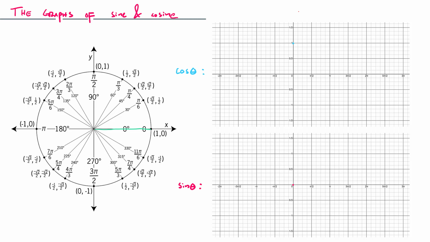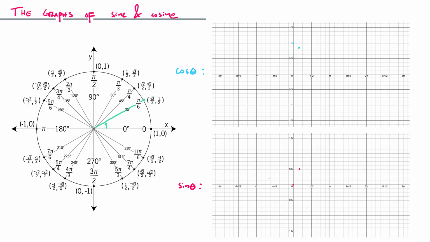And all I'm doing is reciting. Cosine of 0, so we're at 0, that's 1. So I put a little point at 1 up here, right? Sine at 0 is 0, so I put a point at 0, 0. And then I'm just going to go around the unit circle.